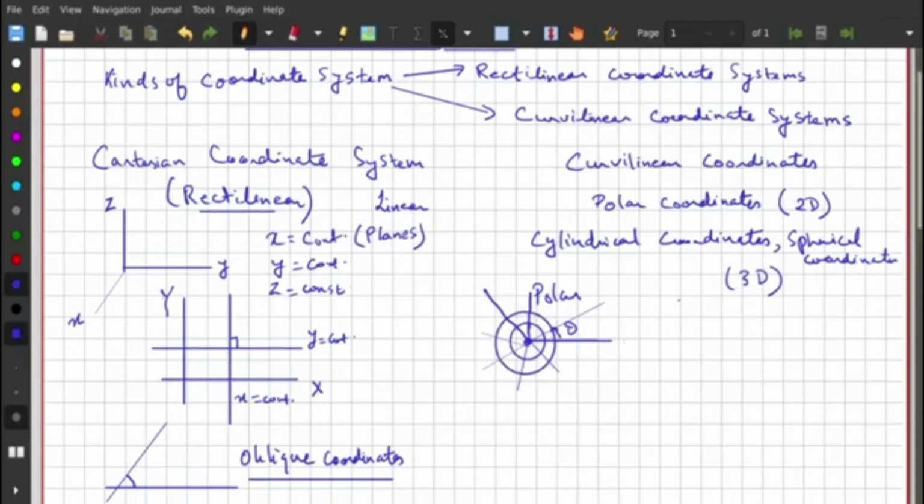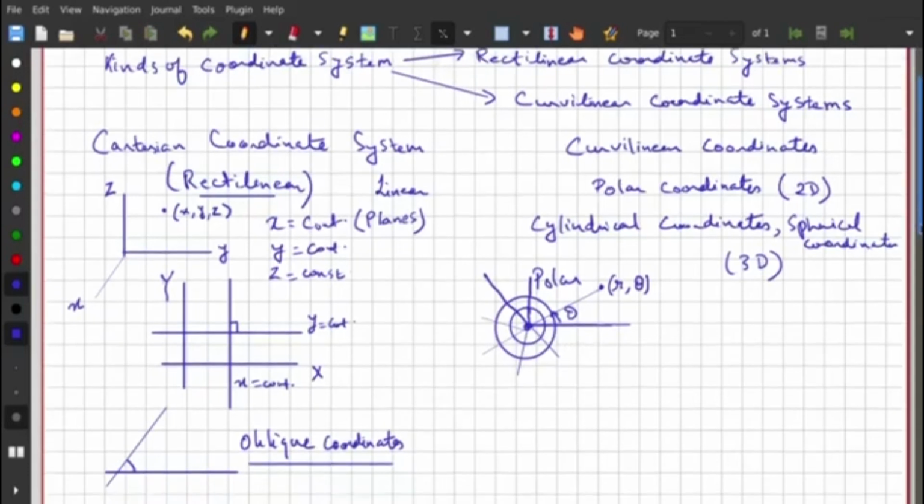So here any point is represented. For example, in a Cartesian coordinate system, any point is represented by a set of three numbers, a 3-tuple x, y, z. In polar coordinates, this is a 2D representation, so any point is represented by r and theta, where theta is the angle from some reference axis and r is the distance of the point from the origin, which is also known as the pole. Okay, so this is an example.